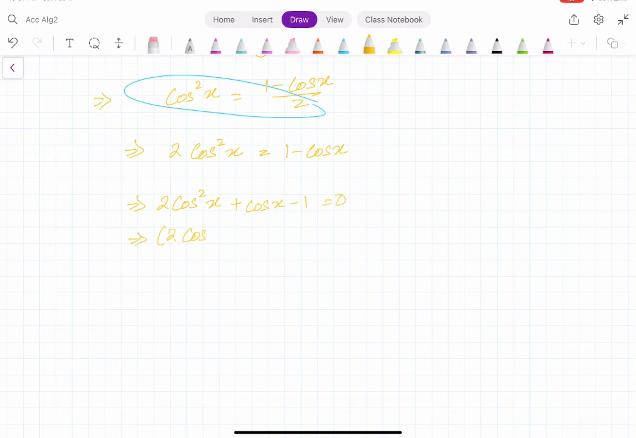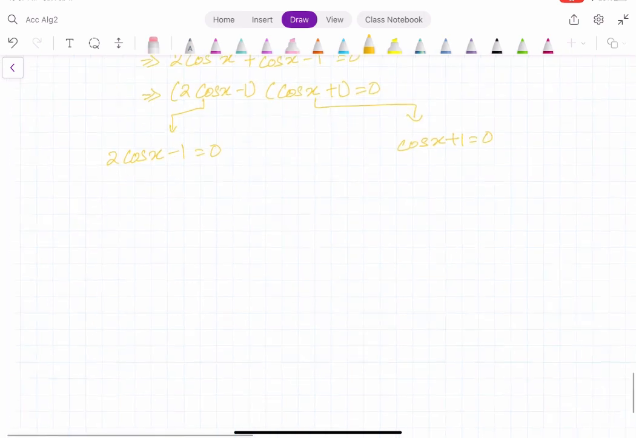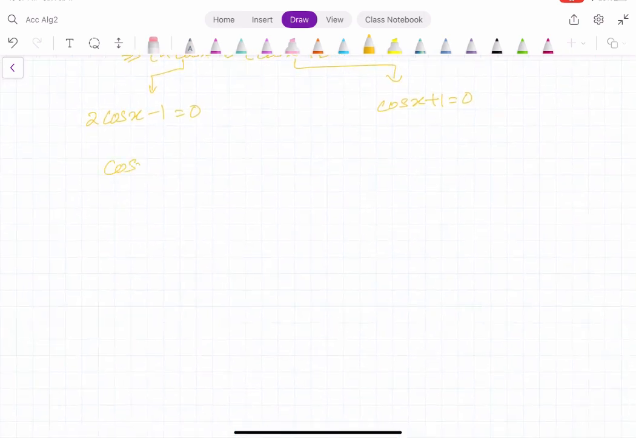Now if I factor it out, 2 cos x minus 1 and cos x plus 1 is equal to 0. And let's put them one by one equal to 0. That will give you cos x is equal to 1/2, and on the unit circle, x will be pi thirds and 5 pi thirds. Cos x is equal to -1 will be at pi. So this is the gist of multiple angle. I will see you in the next video.